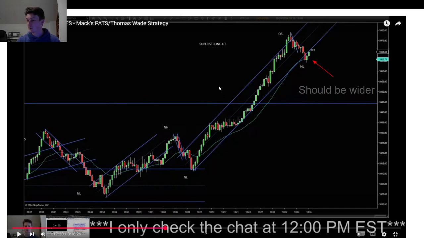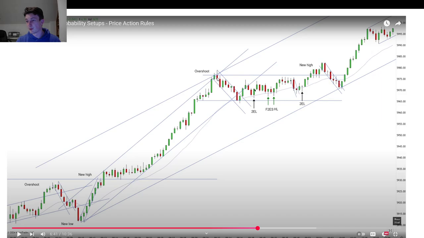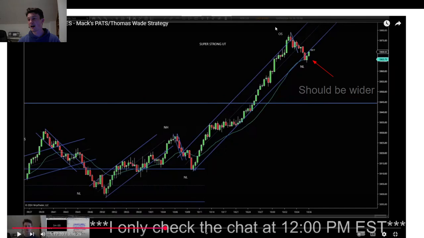Now, next mistake here. At this point, we've broken out of the range and we pretty clearly have this uptrend here. It has an overshoot. Okay, so I got all that right. But I had the short-term downtrend here drawn with a close outside and new low. But it actually should have been wider like this. And why should it have been wider? Well, the reason is because it had an overshoot.